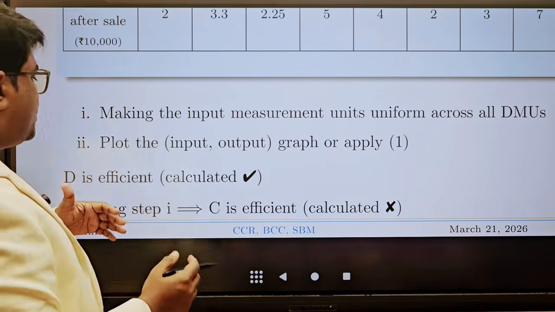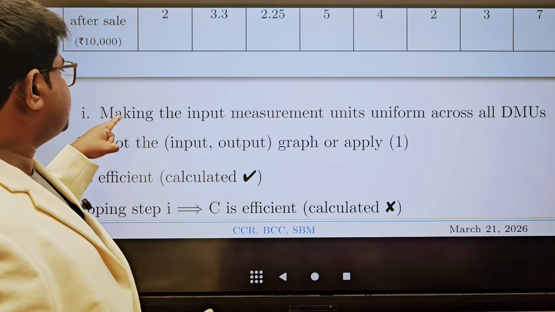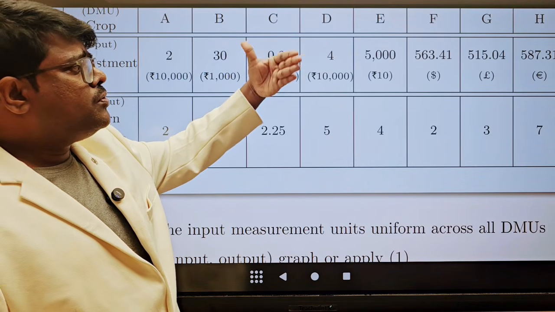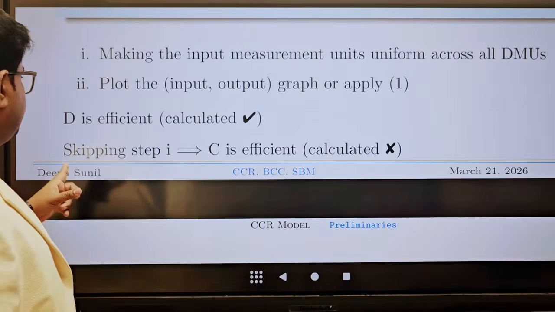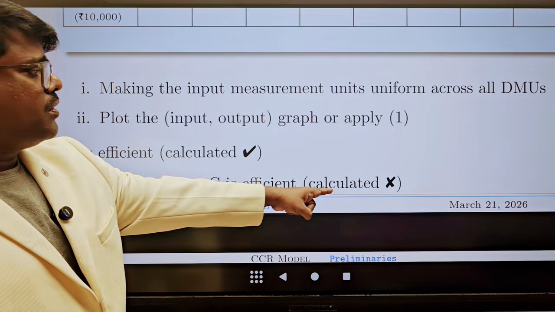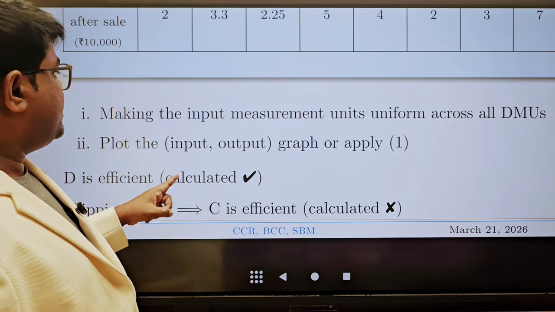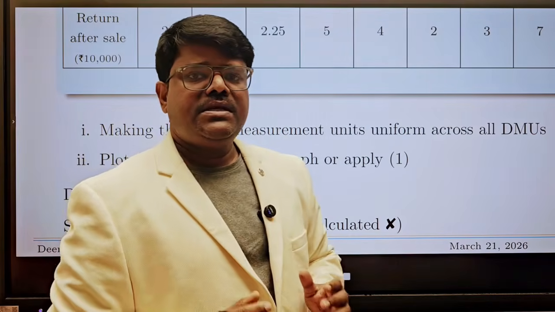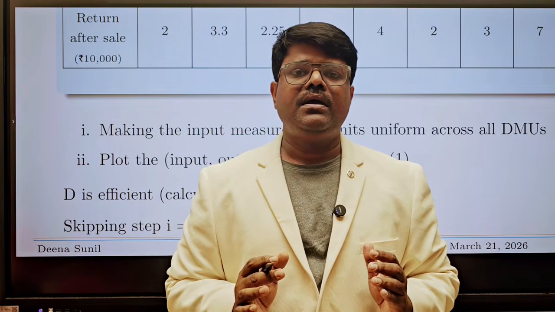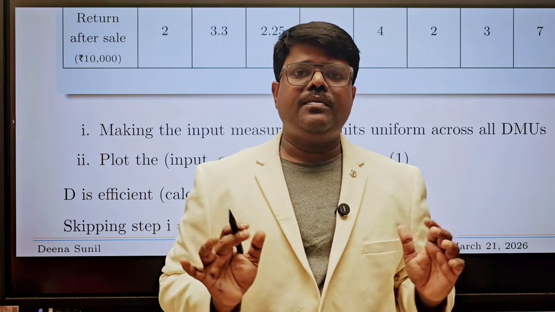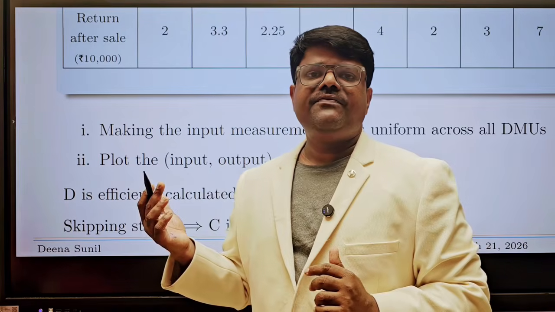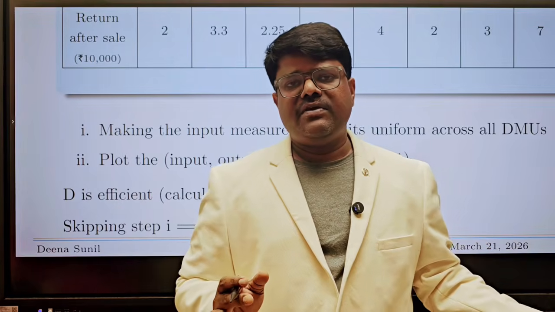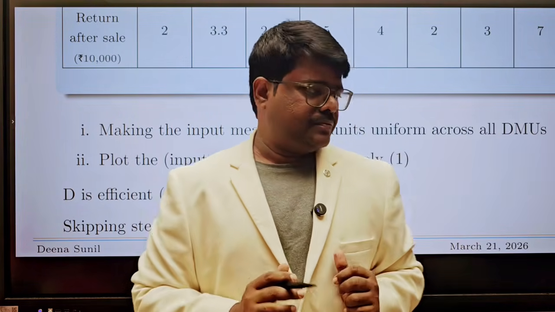Without converting, meaning skipping this step of making the input measurement uniform, if you take directly the efficiency score equal to output by input, then you will get C as the efficient. This is wrong. So D is efficient, because first we make homogeneity in unit for all DMUs and then apply the formula. Without conversion to uniformity, if you directly apply the formula, then C will be the efficient. That is wrong.